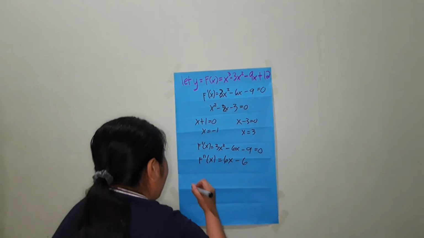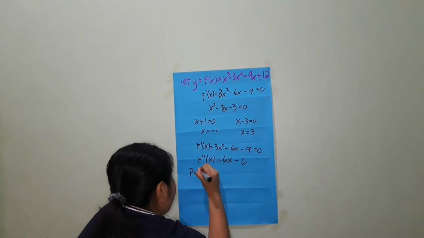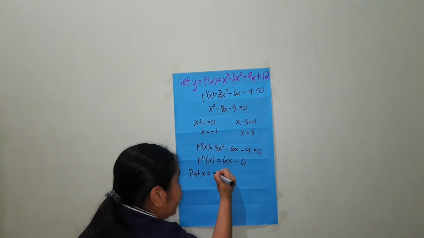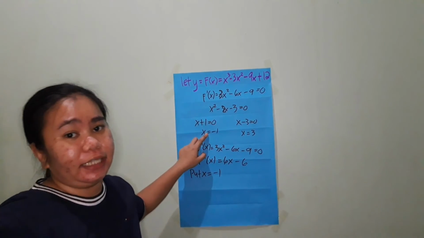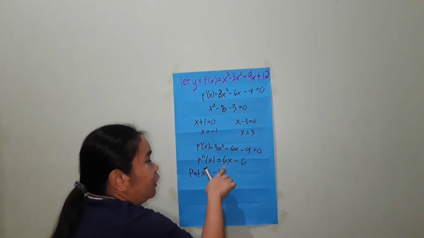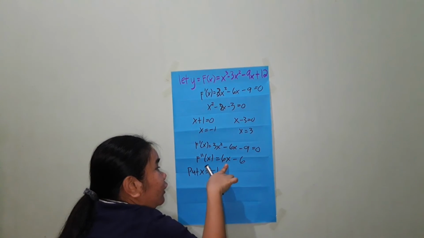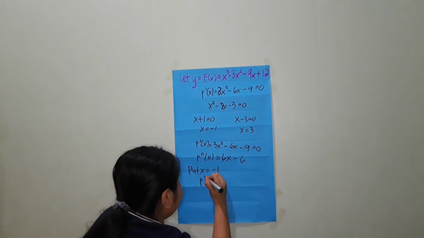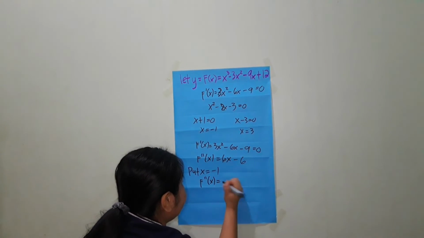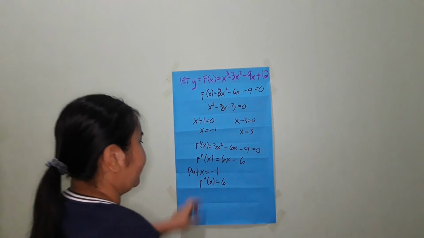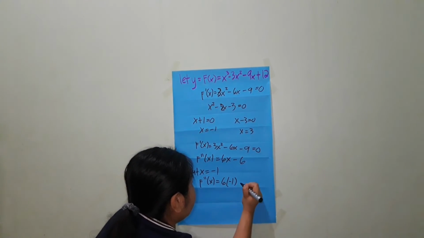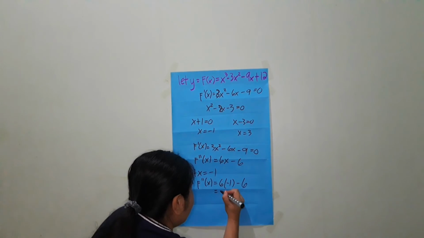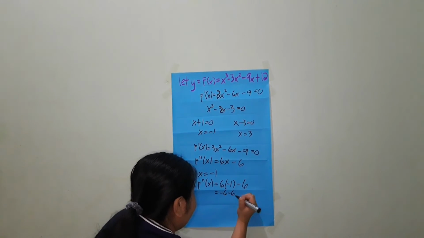Then, after, lalagay lang tayo ng put x or assume x is equal to negative 1, which is yung x natin dito kanina. And after, isa-substitute lang natin tong negative 1 dito sa 6x minus 6. So, magiging f double prime is equal to 6. Ano ba yung x natin dito? Magiging negative 1 siya minus 6. And after is equal to negative 6 minus 6.